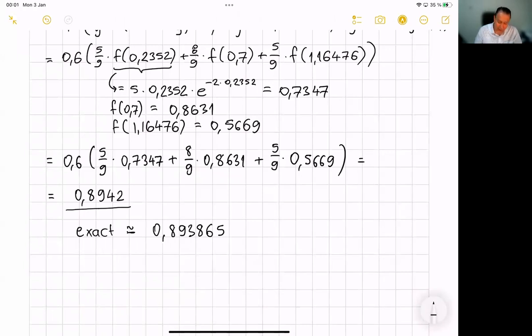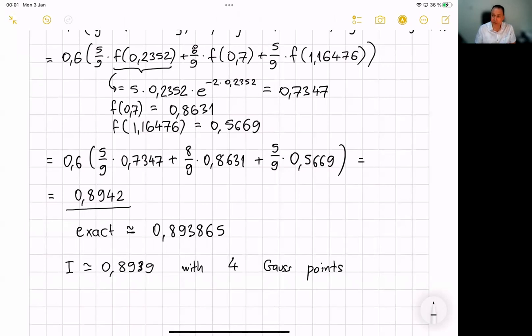And to conclude, I can tell you that if we had used 4 Gauss points, then of course we could end up with a better solution, which would be this one, 0.8939, with 4 Gauss points. So in general, using more Gauss points will guide you to better, more accurate results.